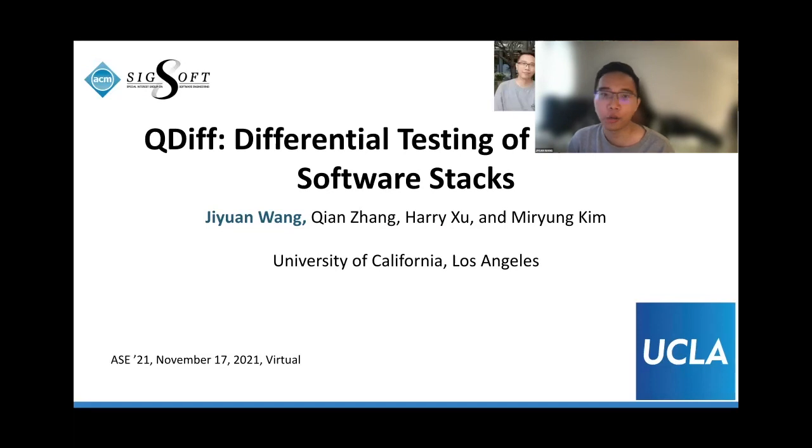Hi everyone, I'm Jiyuan Wang, a fourth-year PhD candidate at UCLA. Today I'll be presenting our work about differential testing for quantum software stacks. It was accepted for ASPLOS 2021 and selected as 6th of the research highlights last year.